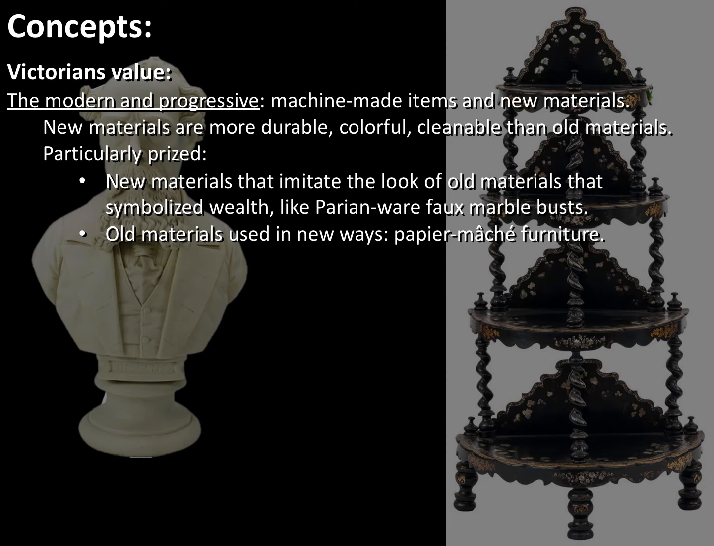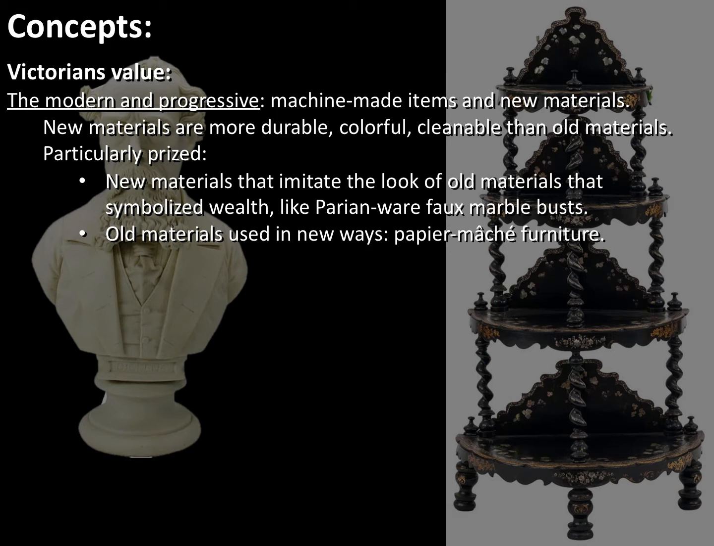The first one is the idea of things being modern and progressive. Now we're having items made by machine. Everything is not handmade anymore. And we also have lots of new materials that are more durable, more colorful, more cleanable than old-fashioned things. And in particular, the Victorians prized new materials that look like old materials that symbolized wealth. And they also liked old materials that are being used in new ways.